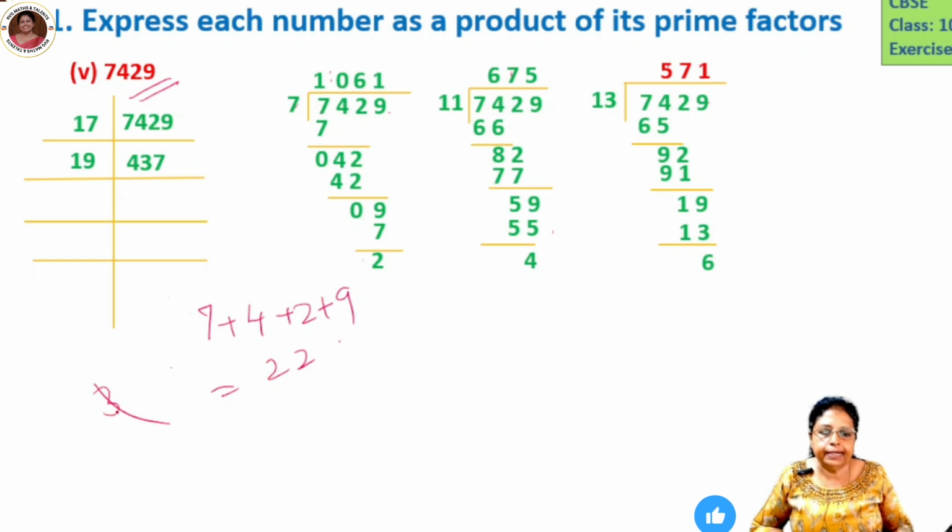Okay. Then the next one is 5. It is not ending with 5, so 5 is not a factor. Then let us try 7.